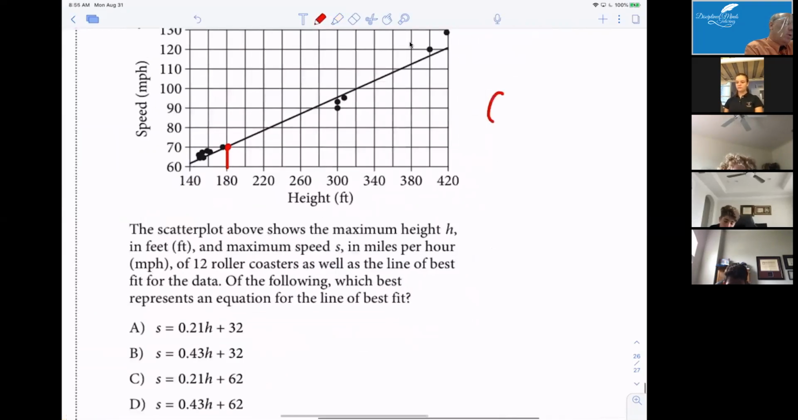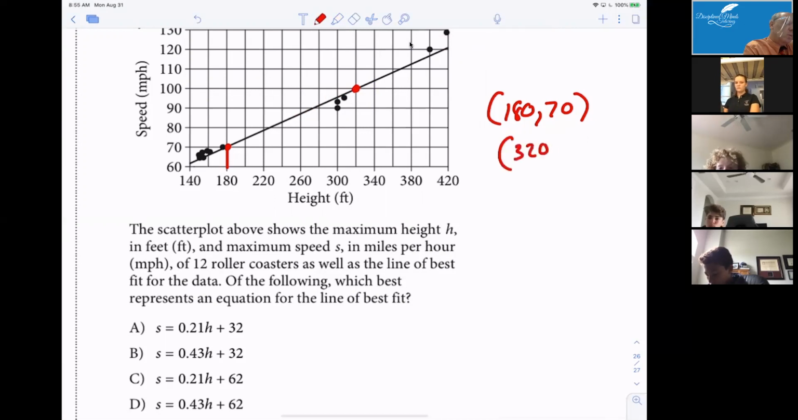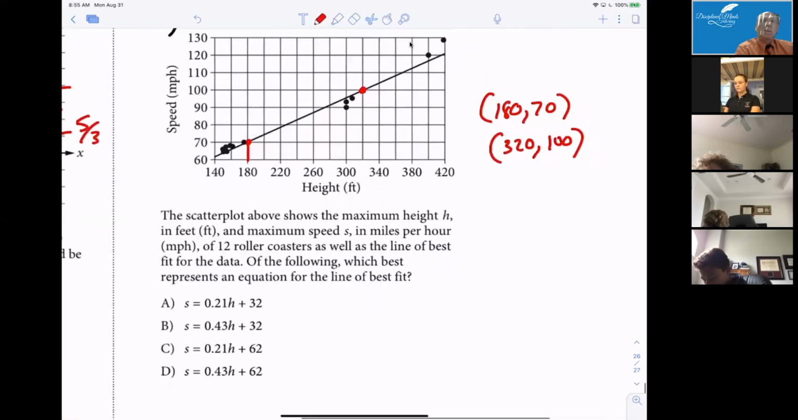So I know one point is 180, 70. Does everybody agree with that? Now I'm scanning. I'm taking this point and moving up and down trying to find another good point. And I found another good point right there. Does everybody see that? And so that point is 320, 100. All right, let's go, guys. Write the equation using your calculator. I need everybody to be able to do that.